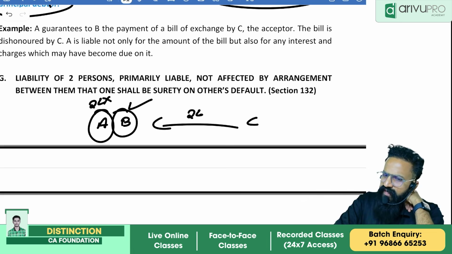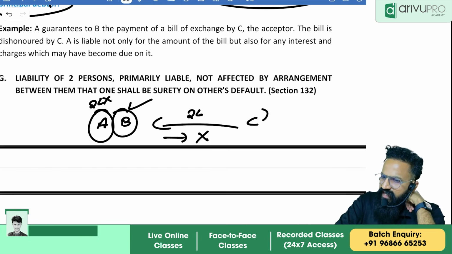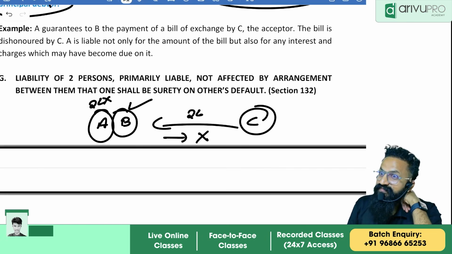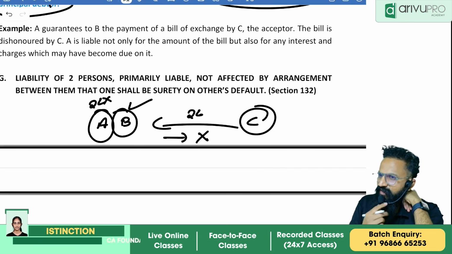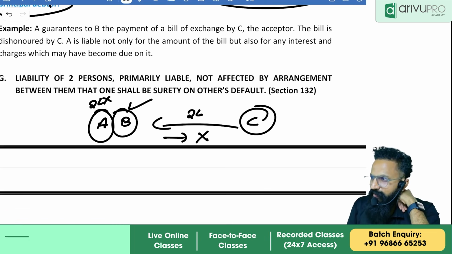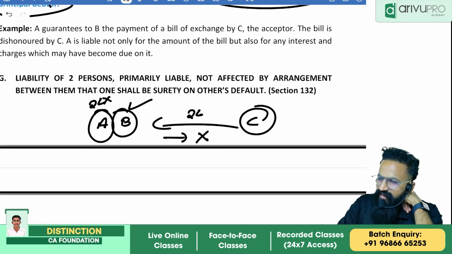Now, on the date of maturity, they did not pay. Now C can file a case first on whom? A or B? I can file a case on A or B. In between us, what have we agreed? First liability will be whose? A. If he doesn't pay, who will pay? So, what is the thing?